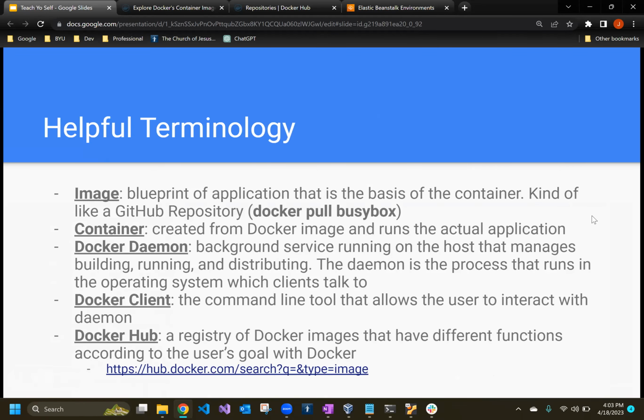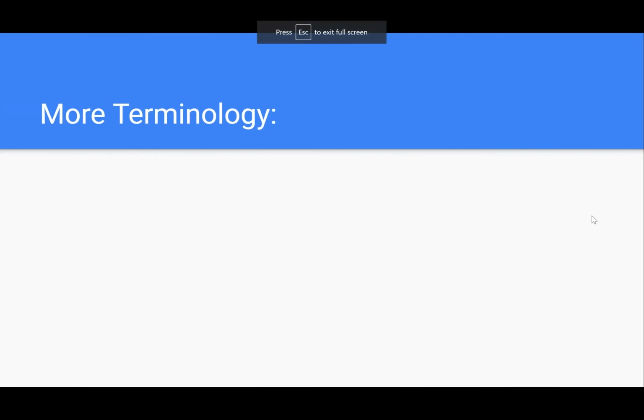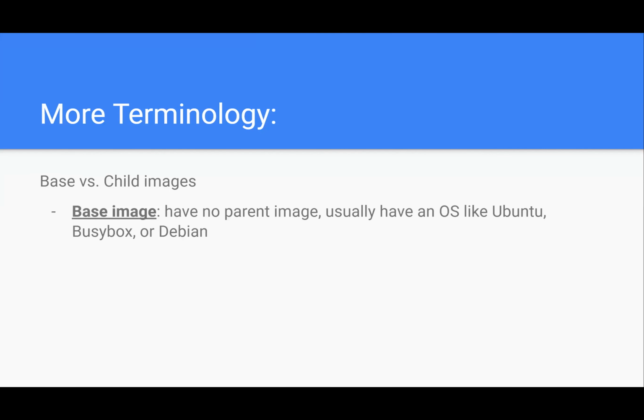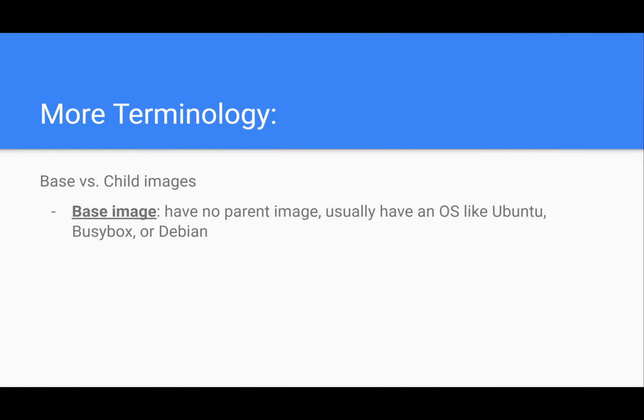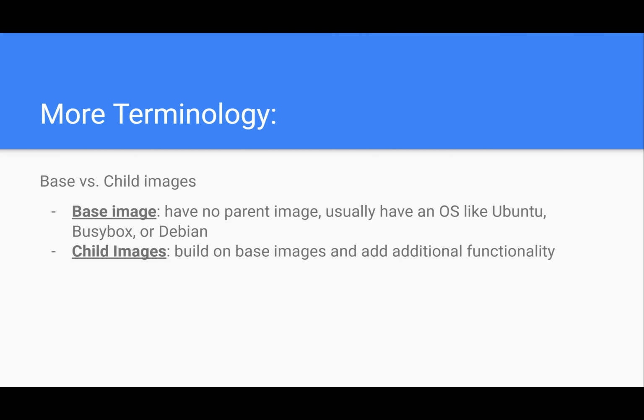So heading back over, a few more helpful words. There's the concept of a base versus a child image. So again, an image was that thing that we pulled down from the Docker Hub. So a base image, it's standalone. It doesn't have a parent image, and it's things such as Ubuntu, BusyBox, Debian, things like that are base images. Child images are built on top of base images, and they can expand the capabilities and add functionality to another image. But they're reliant on the parent image or another base image, for example.